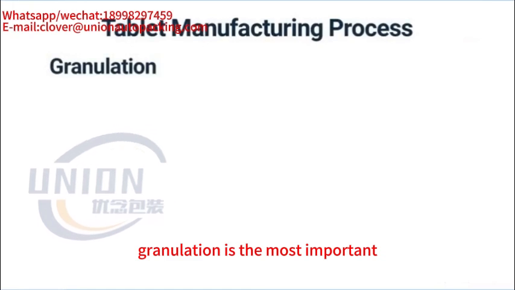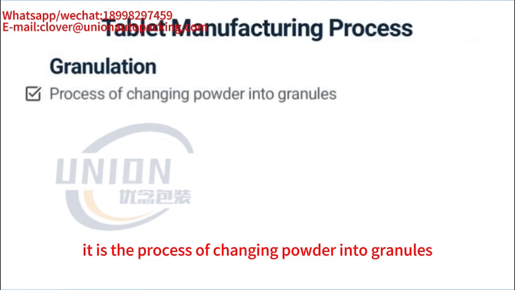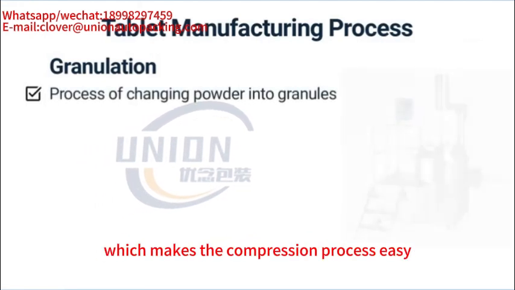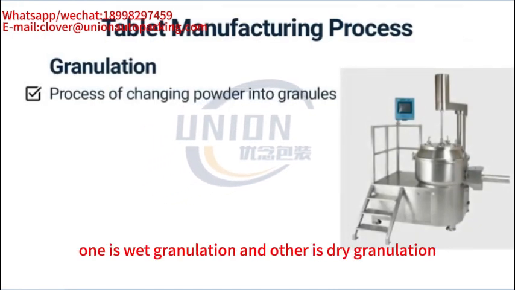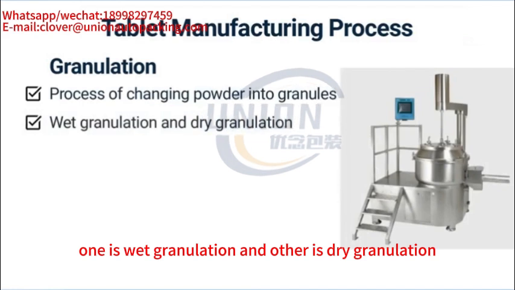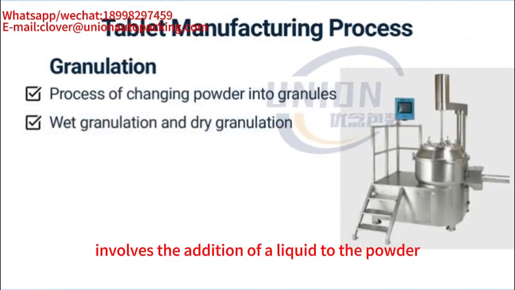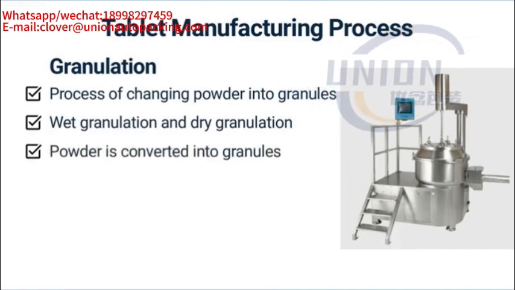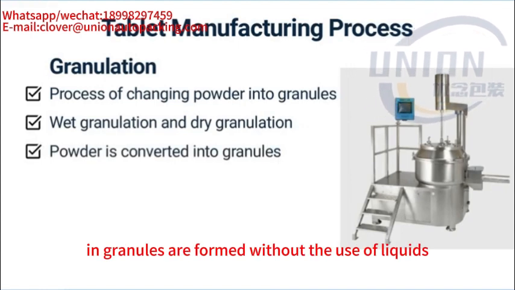Granulation is the most important step of tablet manufacturing. It is the process of changing powder into granules. Granulation improves the flow of the material, which makes the compression process easy. There are two main types of granulation, one is wet granulation and the other is dry granulation. As the name shows, wet granulation involves the addition of a liquid to the powder, and then the powder is converted into granules. While in dry granulation no liquid is used and granules are formed without the use of liquids.